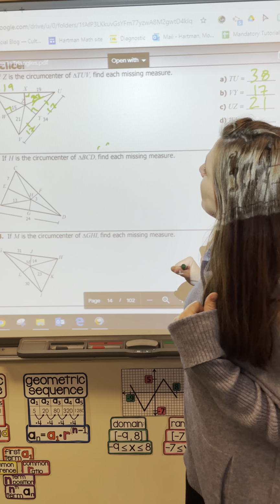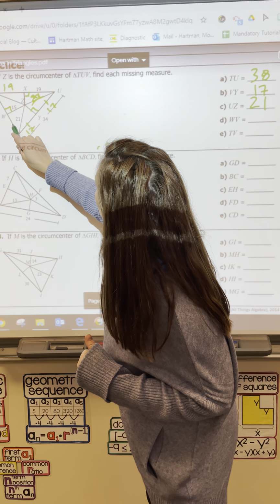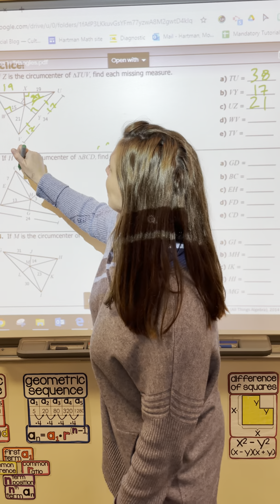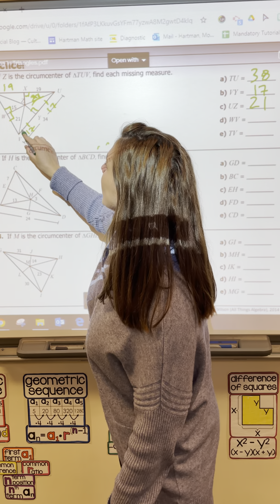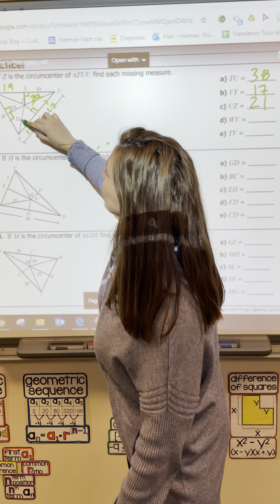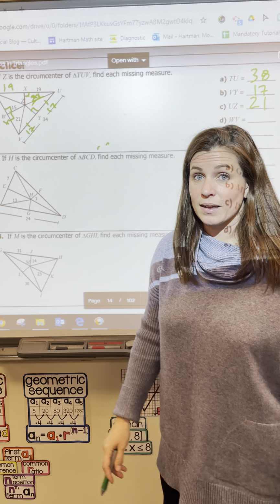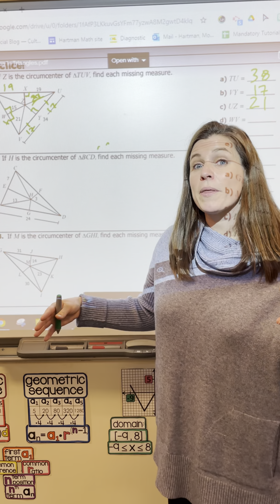Now it's asking me WV. So WV, this length right here. Well, I don't know anything about that. But I do know that I have a right triangle. And in this right triangle, here's a leg and here's a hypotenuse. Am I able to solve for that leg? Yes, it's a right triangle, Pythagorean theorem.